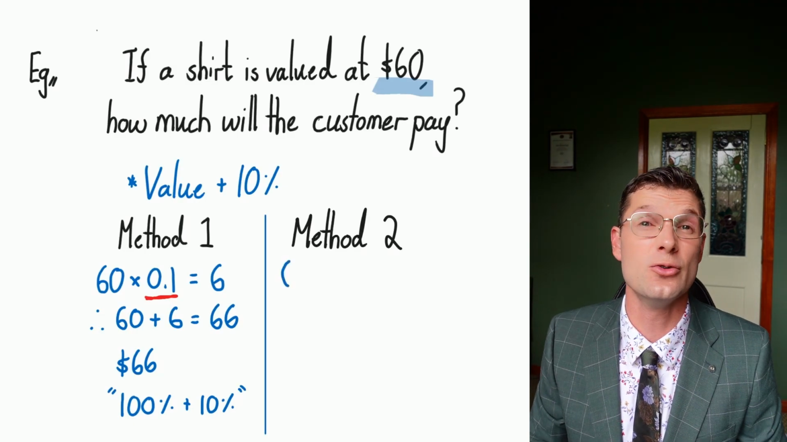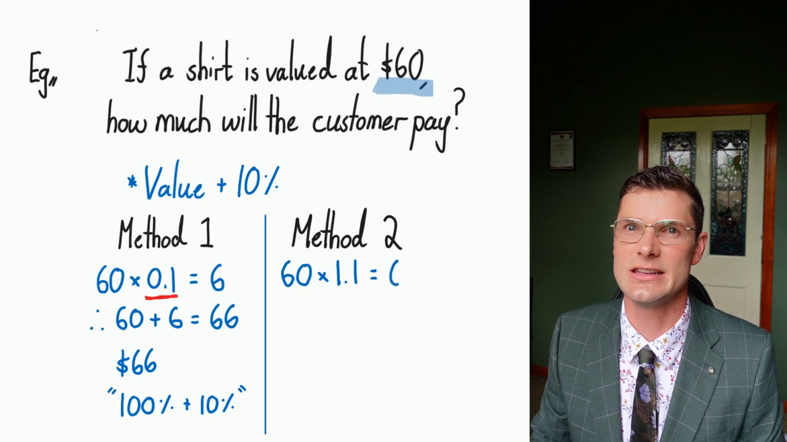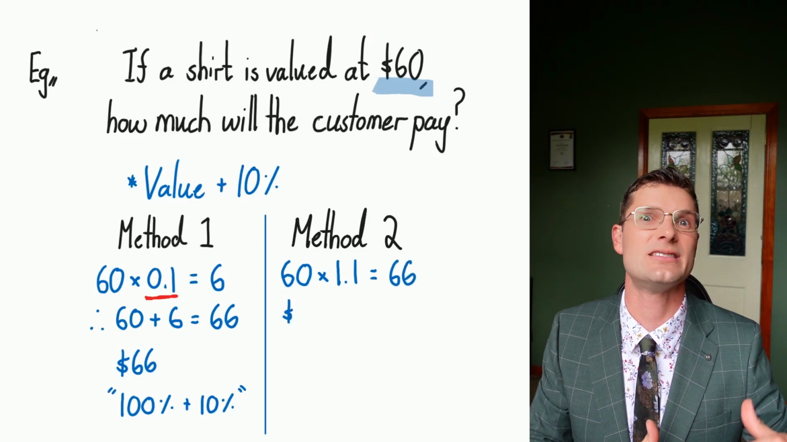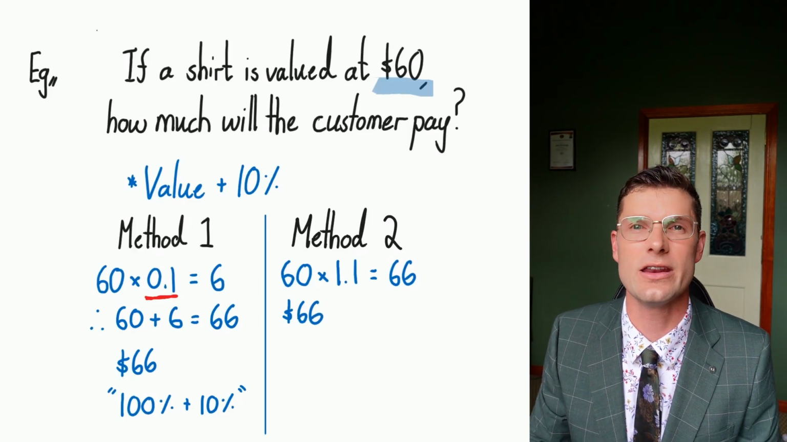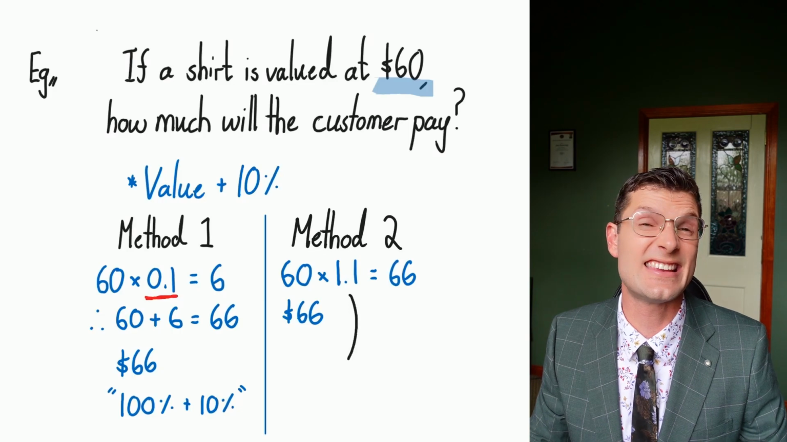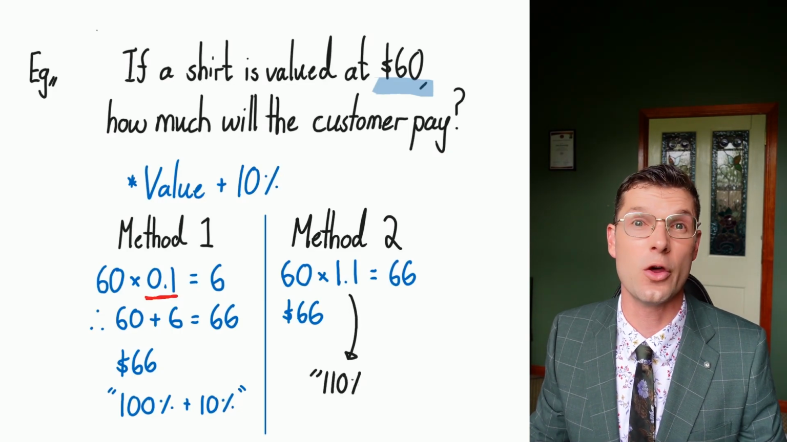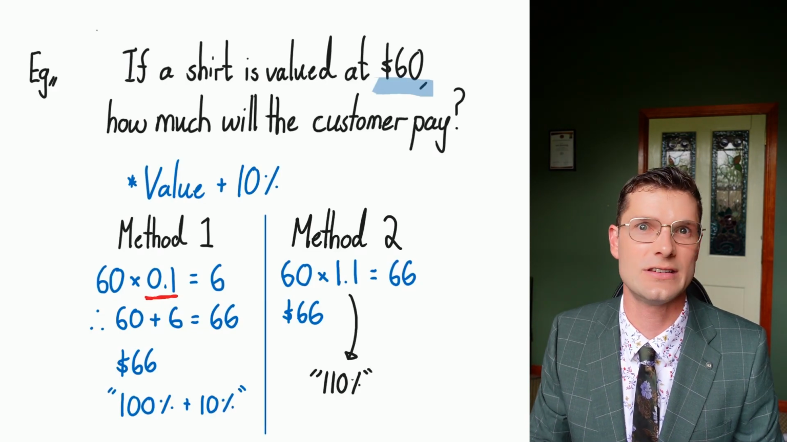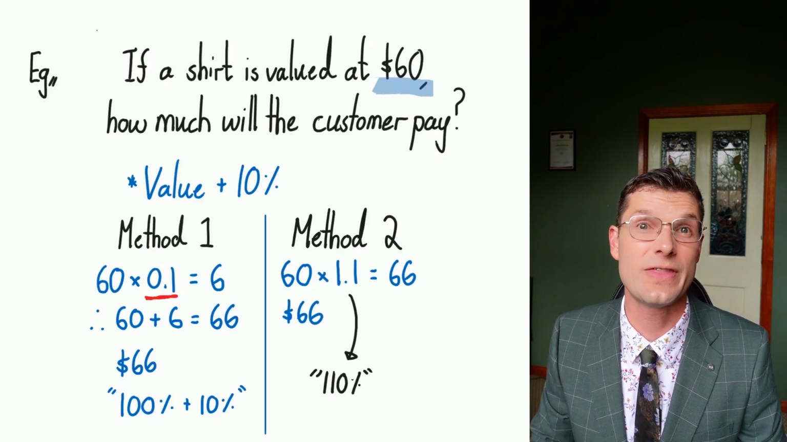The other method we can do is 60 multiplied by 1.1. And this is equal to 66. So this is just a one-step equation. Instead of doing the find 10% and then add it, this 60 multiplied by 1.1 does it all in one nice step for you. The way to think about this is exactly the same as method 1. We're trying to find 110%. Remember that 1 is 100%, and then that extra 0.1, or the 10%, has been added on already. So we're finding 110% with that 1.1.